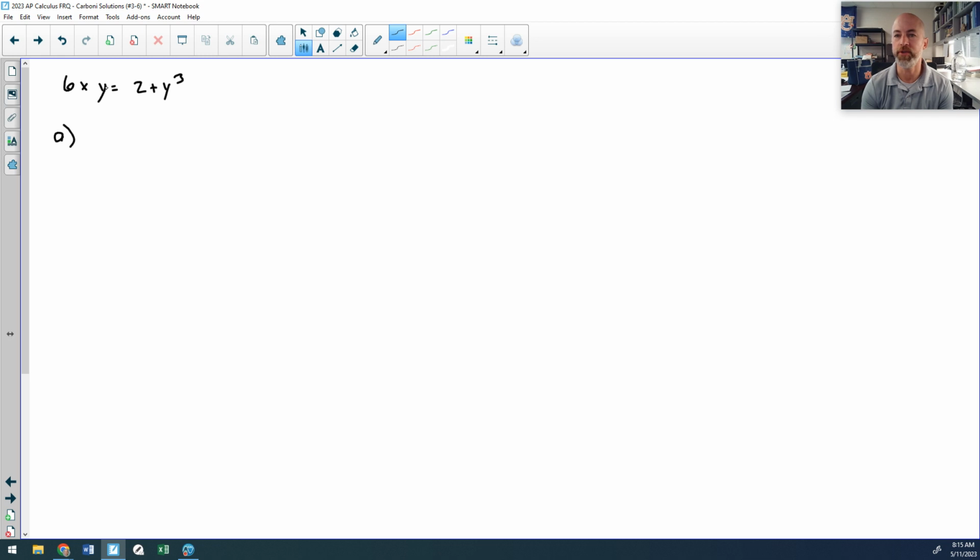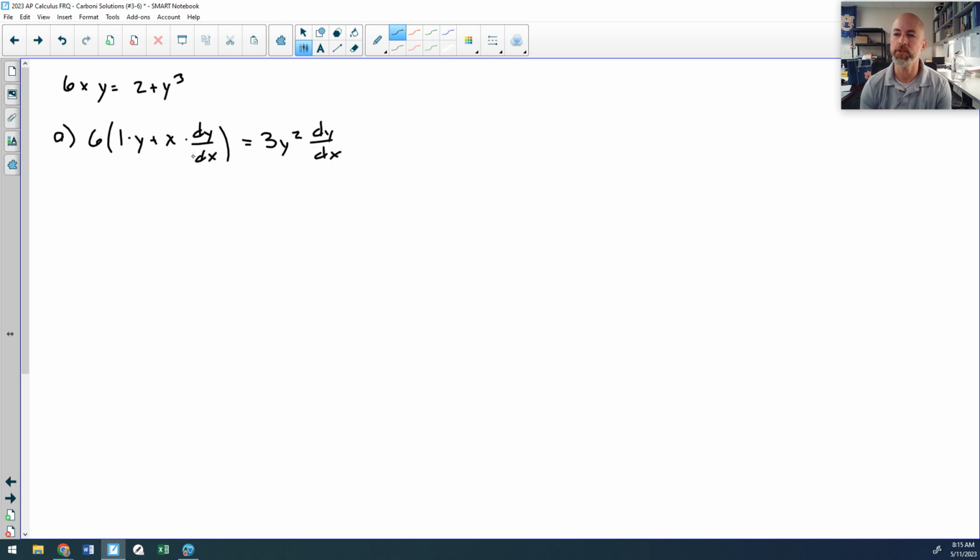And so I'm going to differentiate that. For 6xy, that is a product, and I'm going to leave the 6 out. The derivative of x is 1, leave the y alone. Leave the x alone times the derivative of y, which is dy/dx. The derivative of the right side would be 3y squared dy/dx.